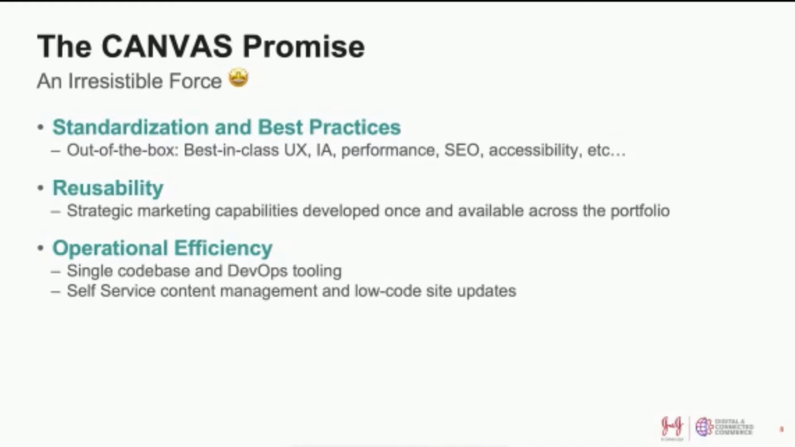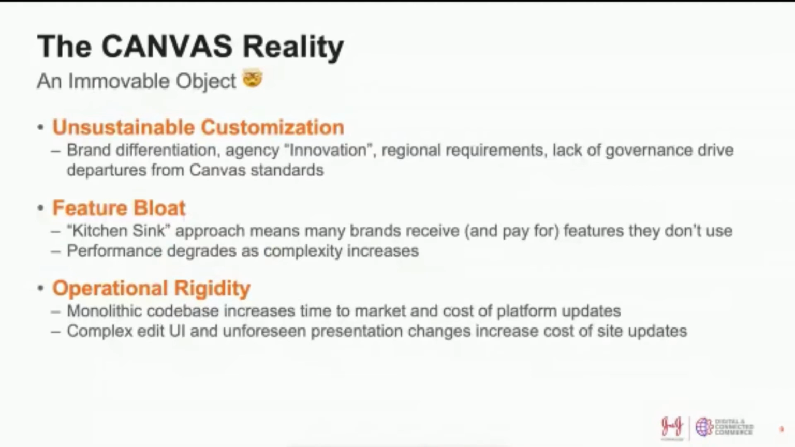Unfortunately, this irresistible force came into contact with the immovable object of the way J&J tends to do business. The first was that brands didn't want all to look the same. The idea was that there would be a theme which was customizable in small ways, colors, typography, and such by SASS variables. But that didn't meet the needs of the brands. The brands really wanted to differentiate. They worked with agencies that wanted to innovate.